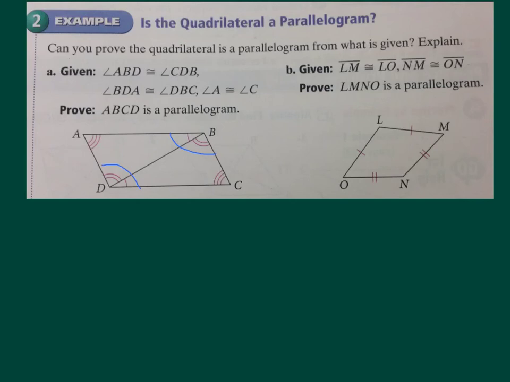In part B, however, we know that if opposite sides of a quadrilateral are congruent, then the figure is a parallelogram. But we cannot get that. We do know this to be a kite, but we do not know it to be a parallelogram.